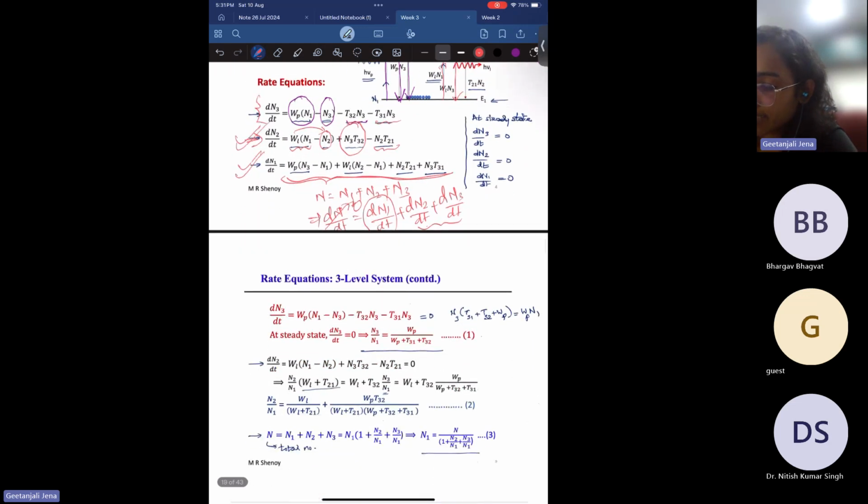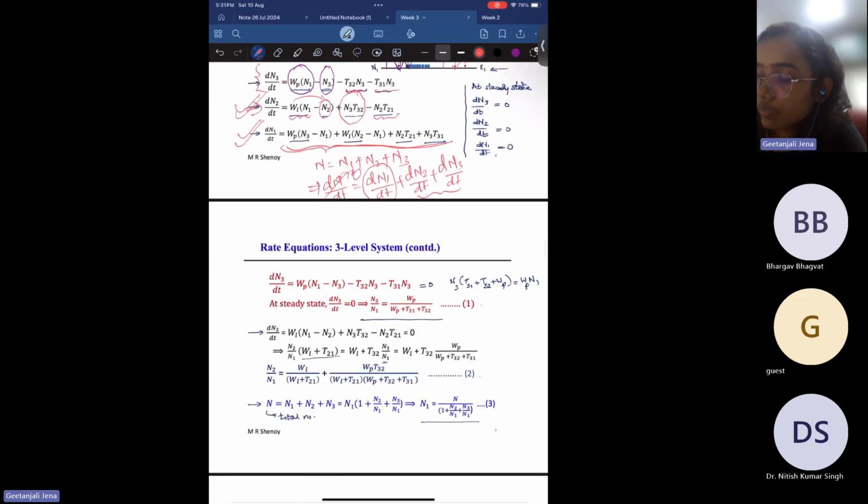Now, if you consider a steady state, what do we have? We have dN3 by dt equal to 0, dN2 by dt equal to 0, and dN1 by dt equal to 0.